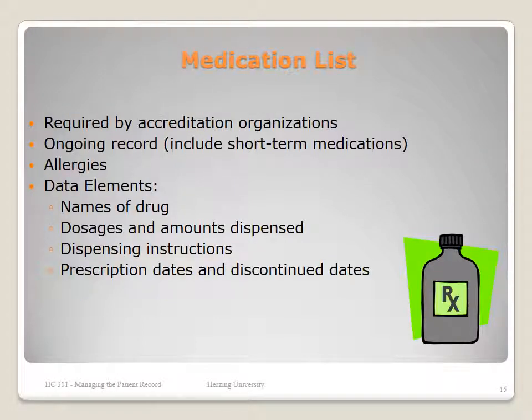A medication list is required to be maintained in each patient record of an ambulatory center. In fact, many accreditation organizations require this information. Most importantly, the patient's allergies must be listed on the medication list. For each medication, the drug name, current dosage, instructions, and start and stop dates must be documented for each drug.